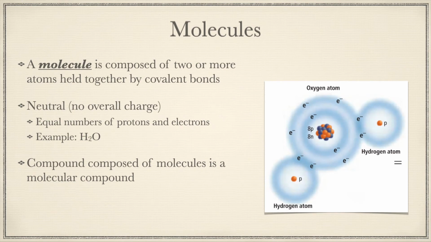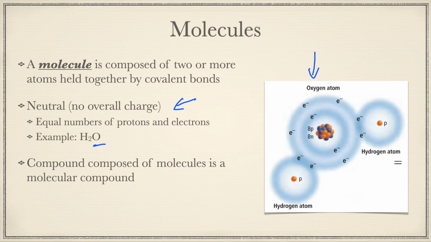Molecules. A molecule is composed of 2 or more atoms held together by covalent bonds. These could be atoms of the same element or atoms of different elements. It doesn't really matter. Molecules have a neutral charge overall, so there's no charge on these, which means they have equal numbers of protons and electrons. Our example here is water, H2O, which is this molecule over here.